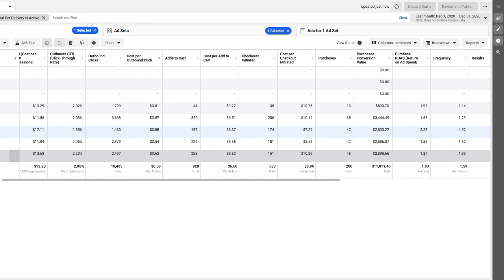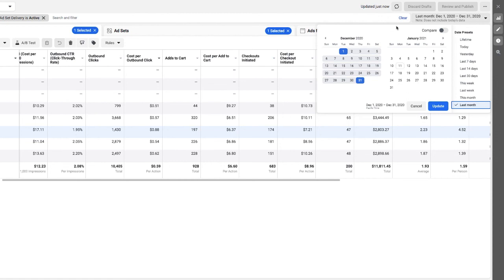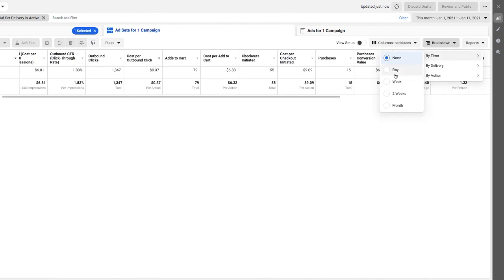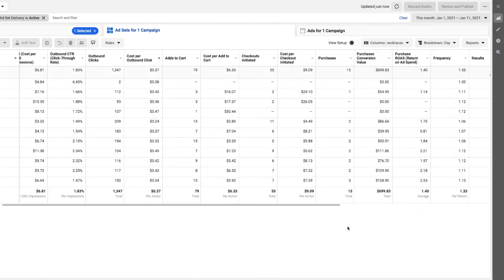You also need to learn to trust your judgment on ads as well. I've got quite a lot of experience here. I knew that this ad, even though it had a bad month in November, I kind of thought it might pick up again. I decided to leave it on, and I was right. And then if we come into January, we're on the 11th so far. This month, it's a little low, but if we break it down by the day, you'll see here that purchases were constant.